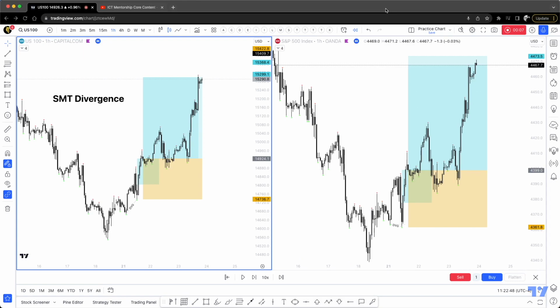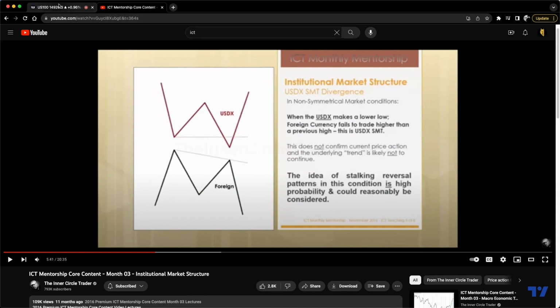Do you want to learn how to catch trades like this using SMT divergence from ICT? Well, stick around.